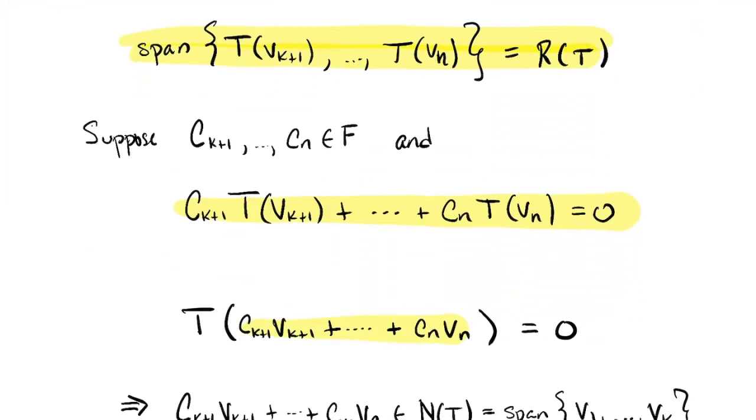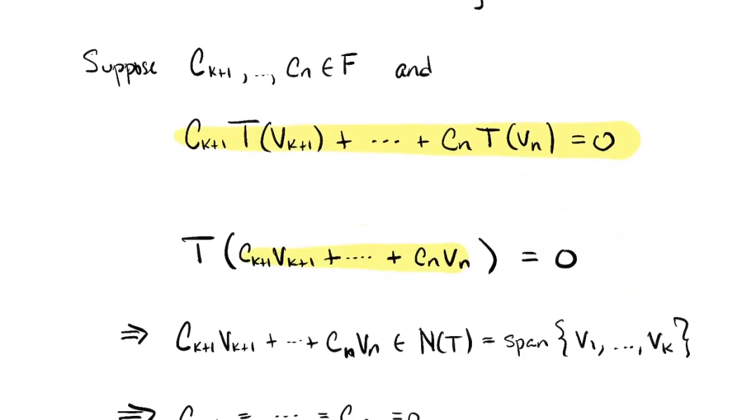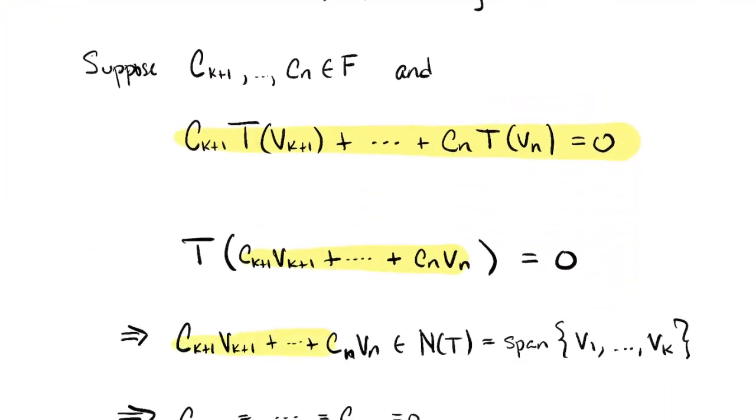Which means that the thing I just highlighted has to be in the null space, right? C_{k+1} times V_{k+1} all the way up to C_n times V_n has to be an element of the null space. Look, T of it is 0. The null space is the span of the front half of the basis.